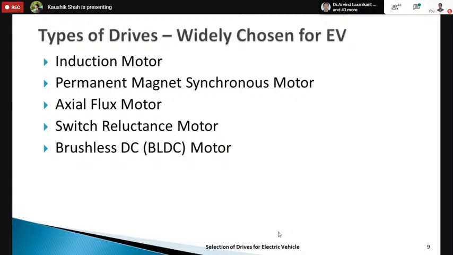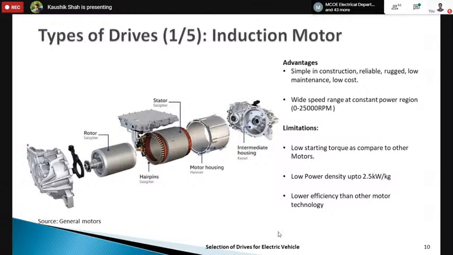So let's talk about types of drives. There might be many different motors which are required. So I just highlighted five types of motors out here. First is induction motor, then PMSM, axial flux motor, SRM, and BLDC. In this session I would not like to talk about these drives in detail. What I try to do here is just to give you a glimpse of it, because each motor itself will take probably a 1 hour discussion.